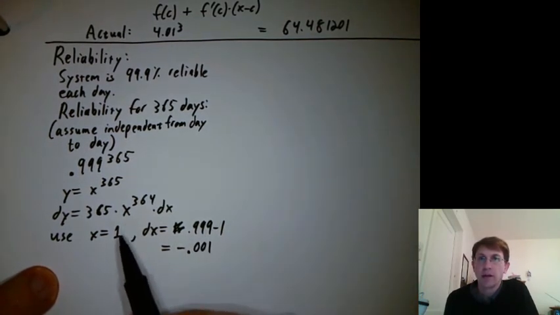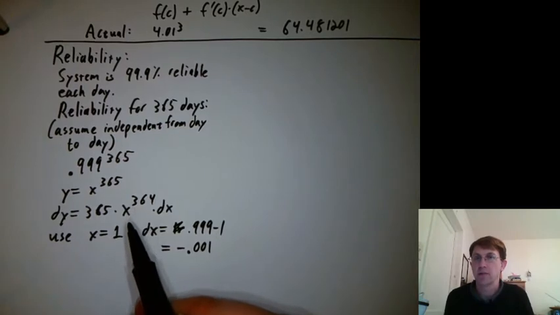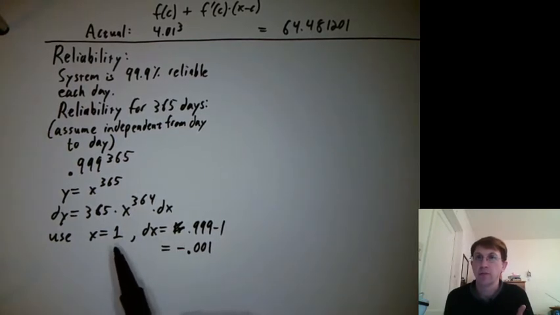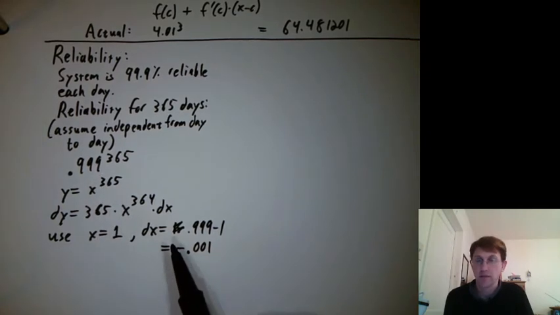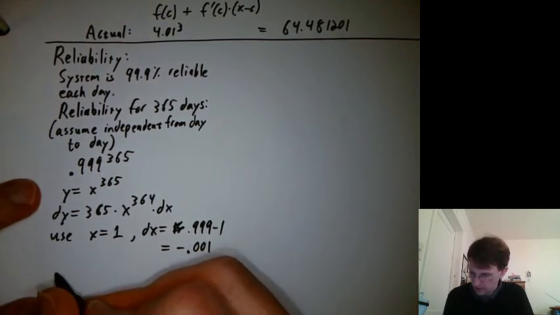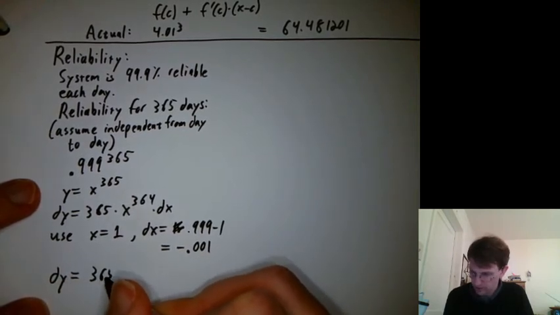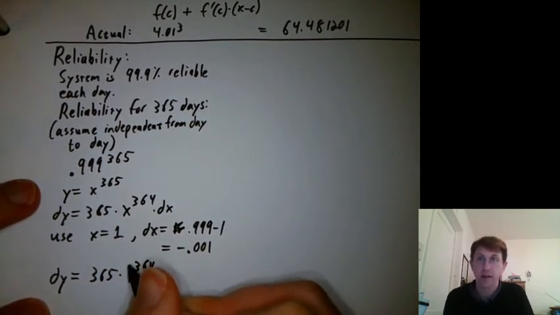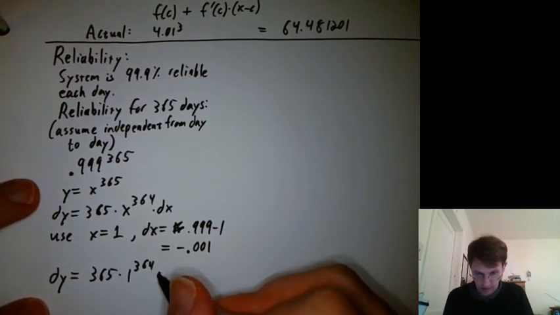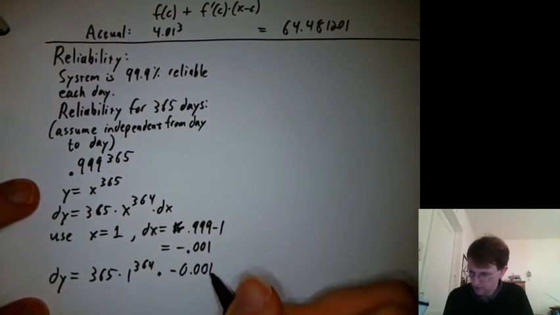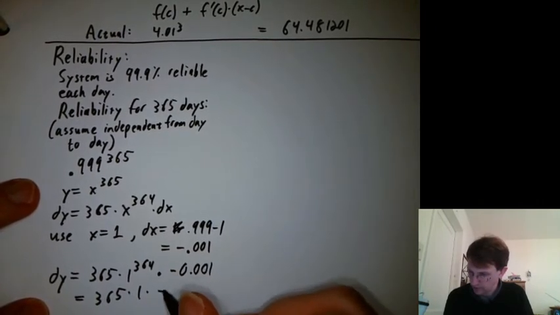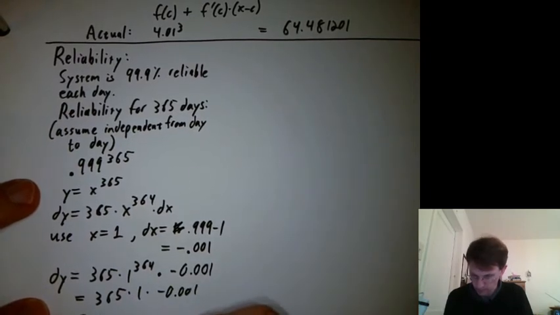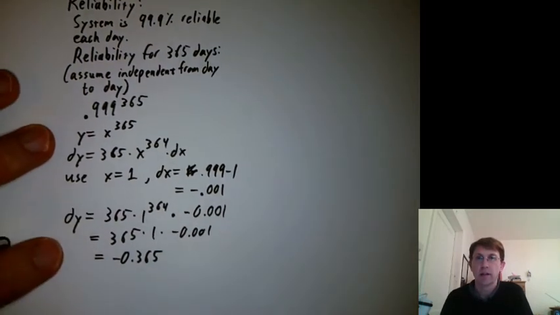So we want to use x to be some kind of value that's easy to compute with, and then dx gets us from x to the x value we really need, and it can be negative. So then we'd say dy equals 365 times 1 to the 364. I can do that in my head. And then times negative 0.001. So we get 365 times 1 times negative 0.001, or negative 0.365. So is that the reliability?